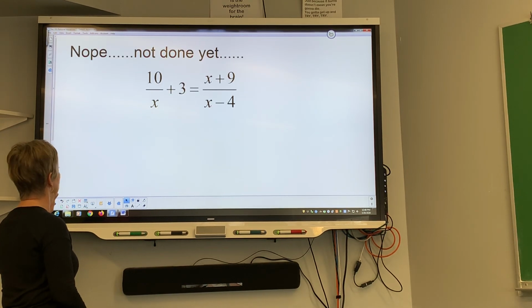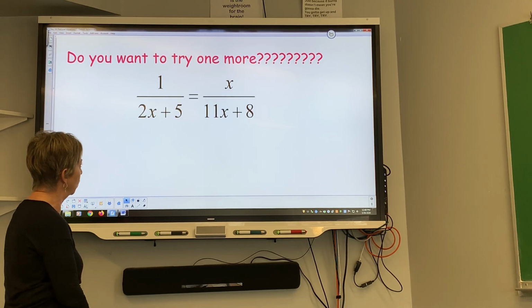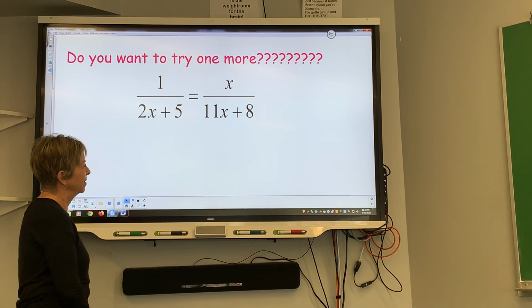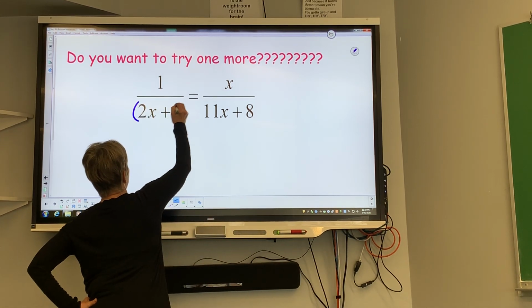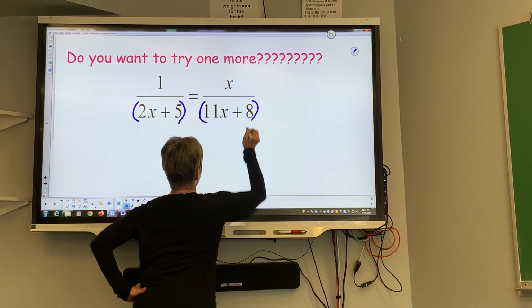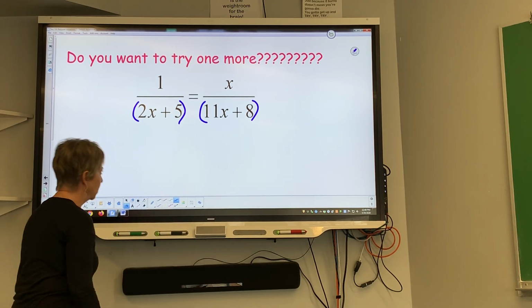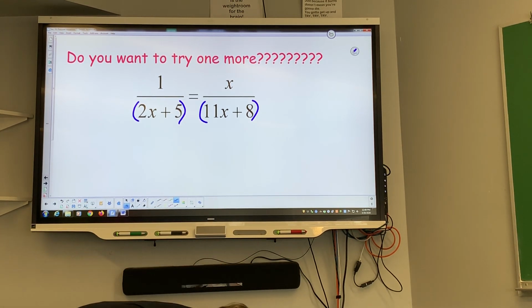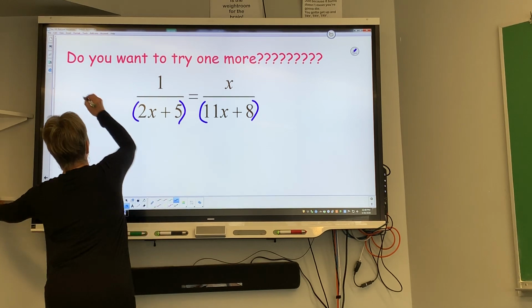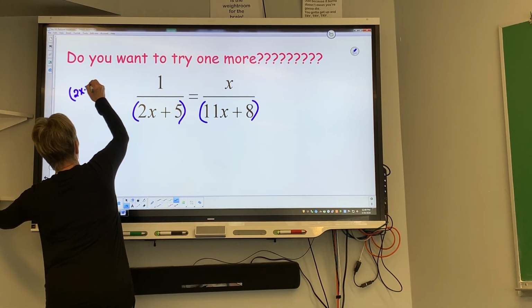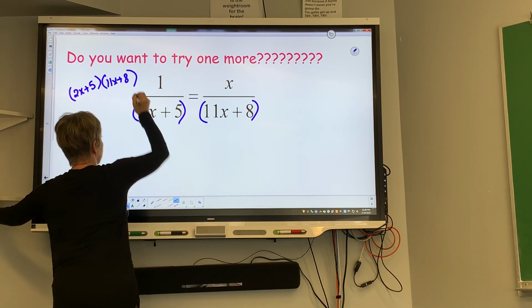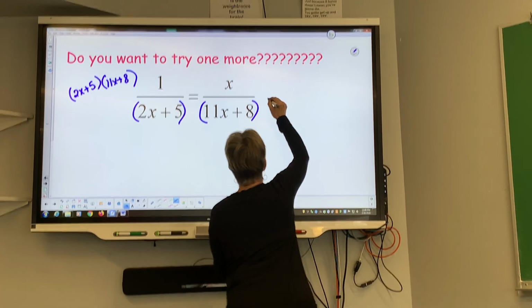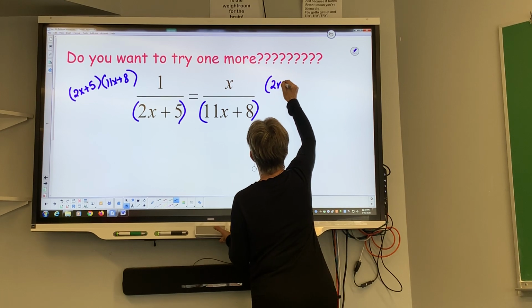Actually, I think there are 2 more. This one is a good example because this cannot be factored and this cannot be factored, which means my LCD is going to be 2x plus 5 times 11x plus 8. And I'm going to multiply that to both sides of the equation.